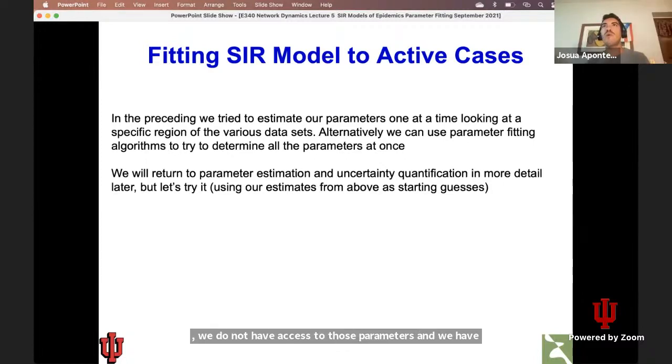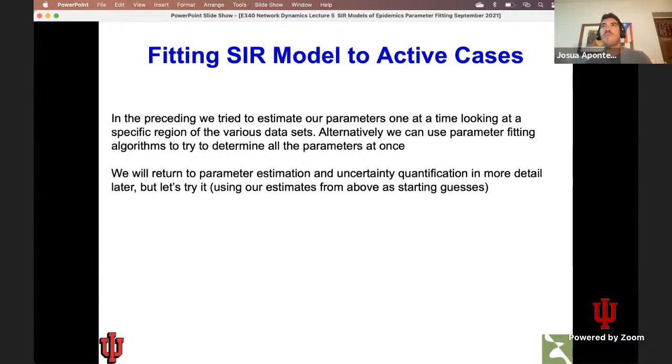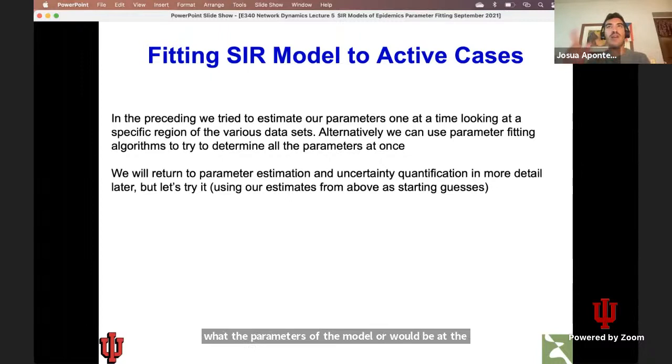One way is to do it the way we did, by measuring the different parts of the curve and trying to estimate what the values are. But let's say you have incomplete data. Let's say you want to estimate the parameters of the model at the beginning of the epidemic. Then you would have incomplete data, but you could still use certain fitting algorithms to fit the data and try to estimate the parameters of the model.